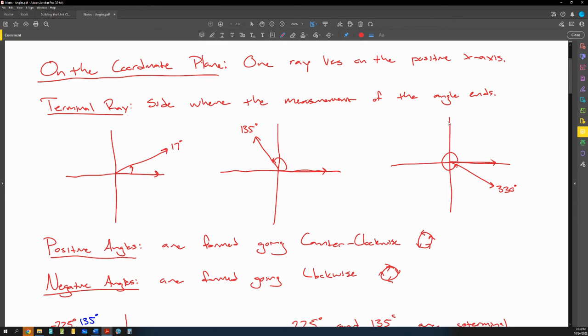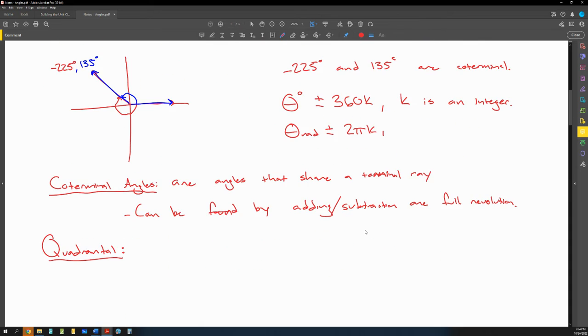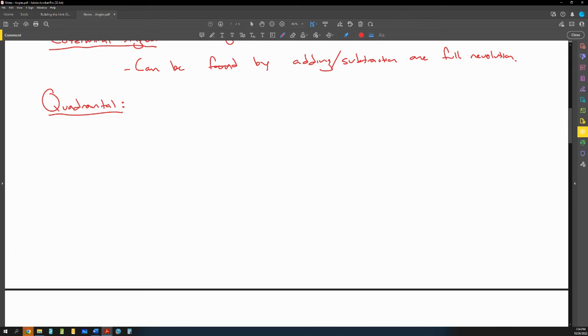But what if the terminal ray is exactly on the axis, right? So the positive or negative x or y axes. These are in none of the quadrants because it lies exactly in the middle of the quadrants. So these angles are special types of angles called quadrantals. Okay, so we'll go ahead and define that. Quadrantals are angles whose terminal ray lies on an axis.